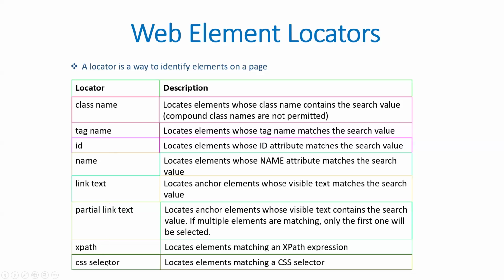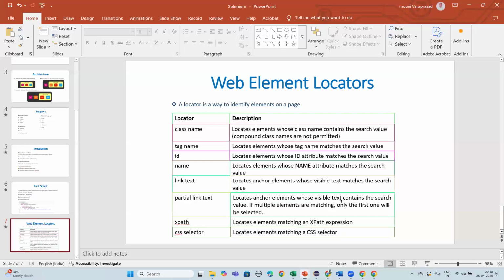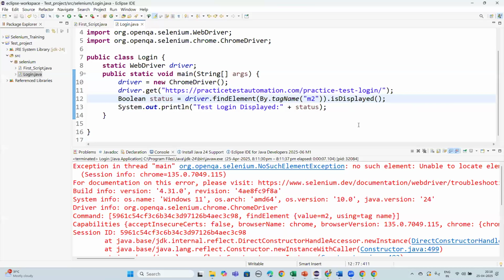Okay, guys. Now we will see one by one how to use these locators to identify elements. Just now we have seen tag name. Now let us see class name. How to use the class name locator to identify an element. So let us see here.